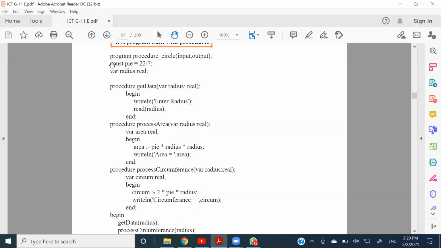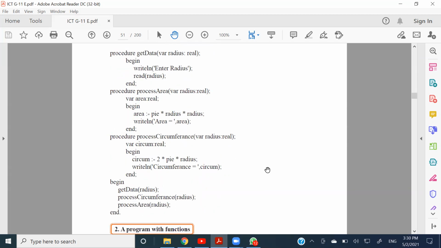And now, what is pi? It is a constant value. What's the nature of a constant? Once we give it a value, it's not going to change. So pi is always 22 divided by 7. It's not going to change. All right, how many procedures are there? There are 3 procedures.